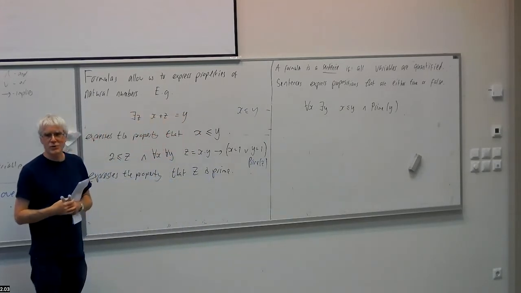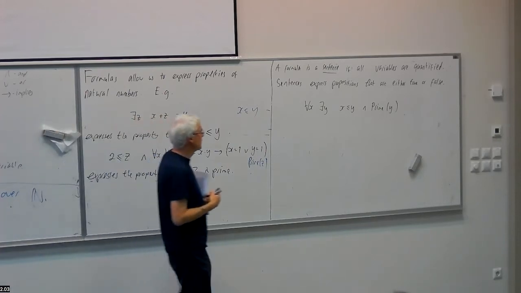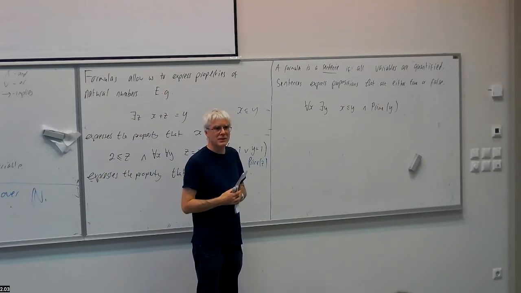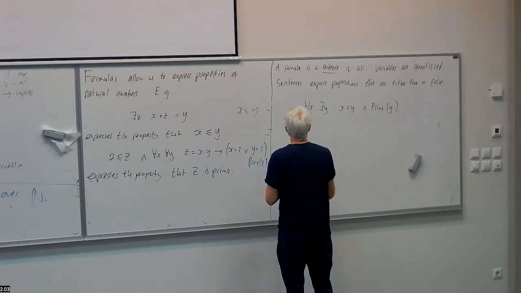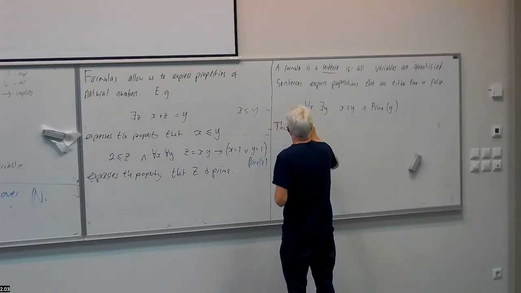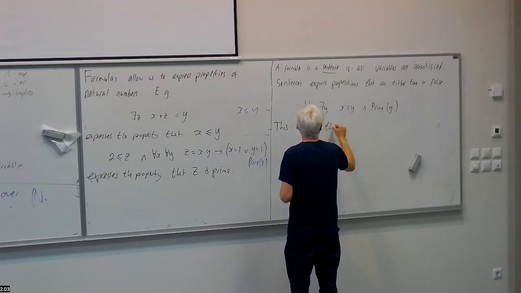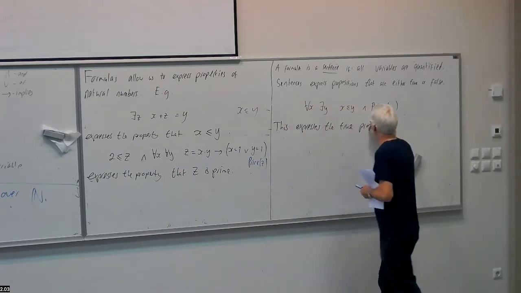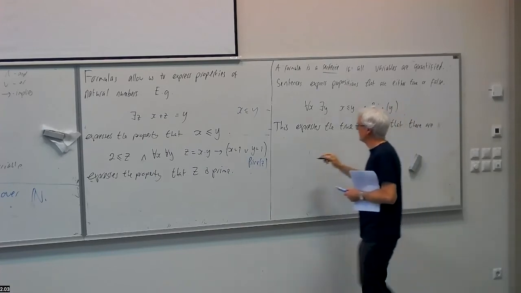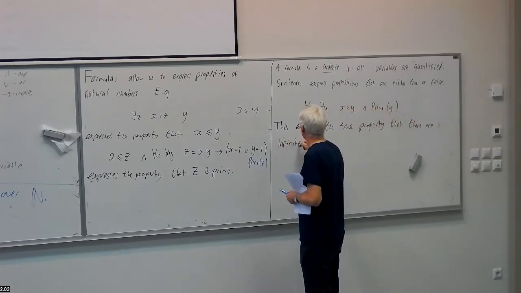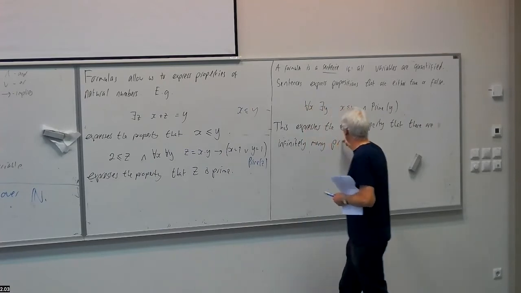So is this true or false? And what does it say? There are infinitely many prime numbers, which of course is true. So this expresses the true property: infinitely many prime numbers.